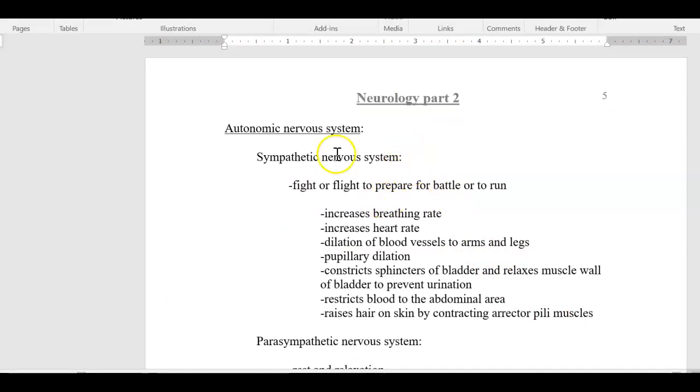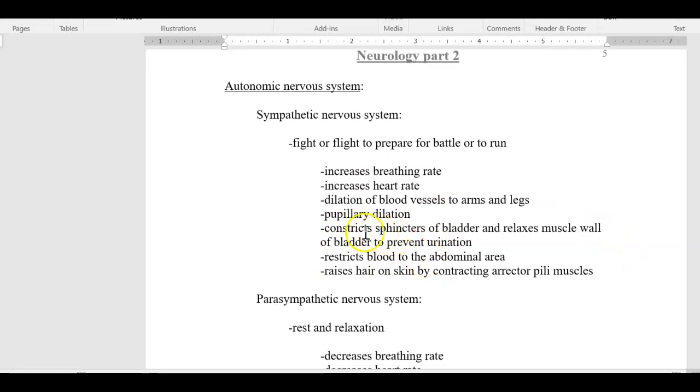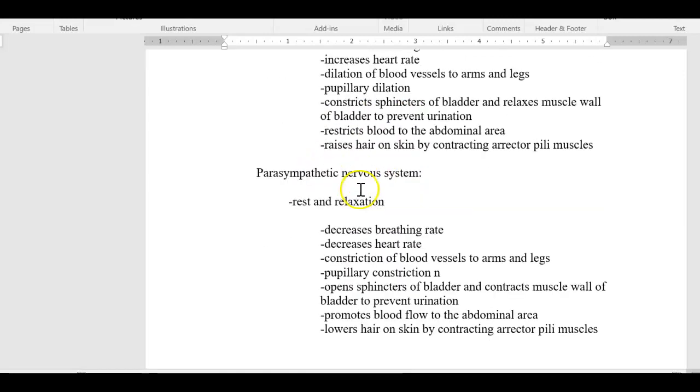So looking at this here in the autonomic system, the sympathetic nervous system increases breathing rate, increases heart rate, dilates blood vessels in arms and legs, dilates the pupils, constricts the sphincters of the bladder, restricts blood flow to the abdominal area, and raises the hair on your skin by contracting your erector pili muscles. This is nervous and afraid and fighting.